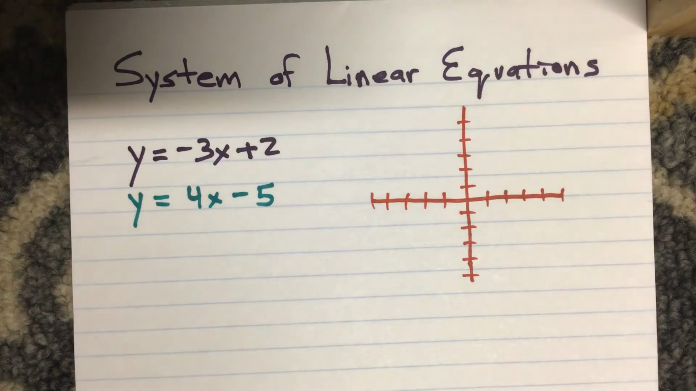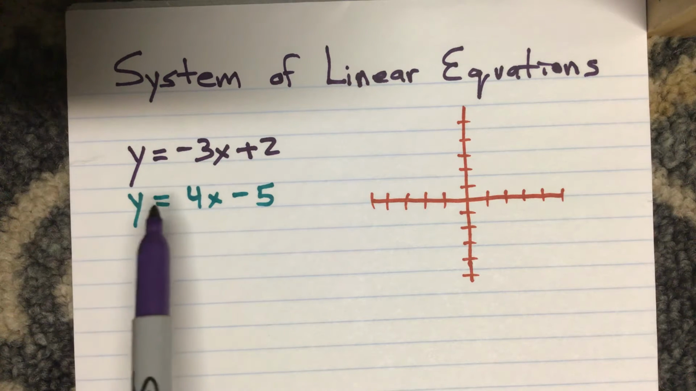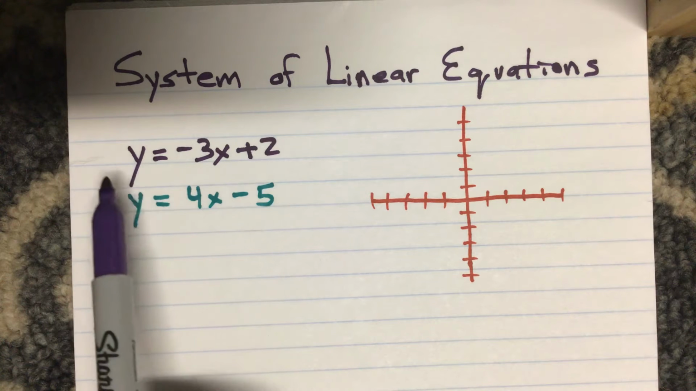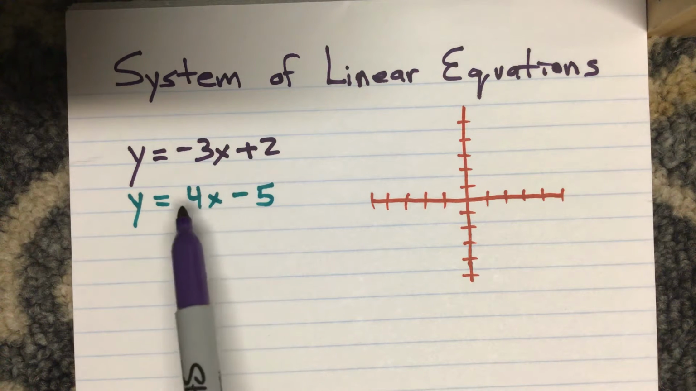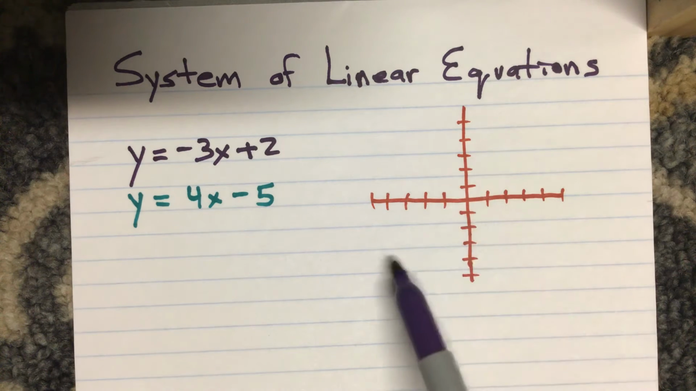System of linear equations. So we have two equations here. Both of them are linear functions, which you learned about in Algebra 1. They're both in the form y equals mx plus b. So our goal here is to graph both of these linear functions on the same grid.